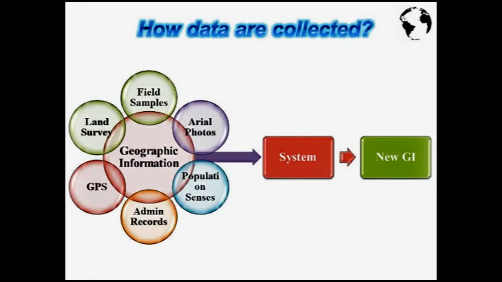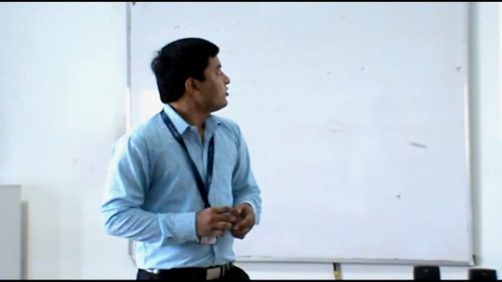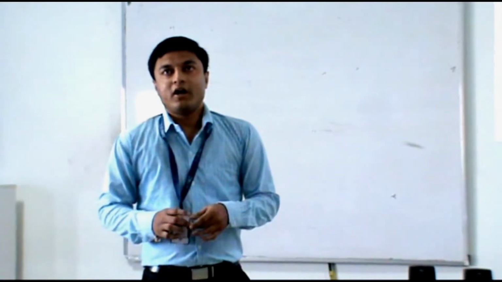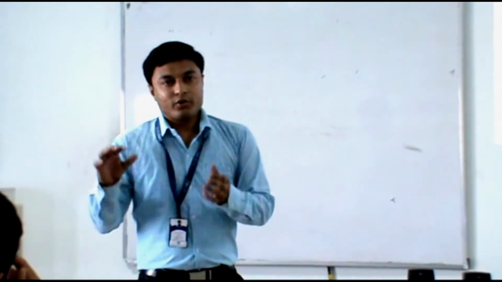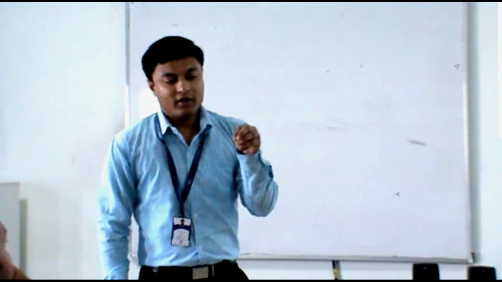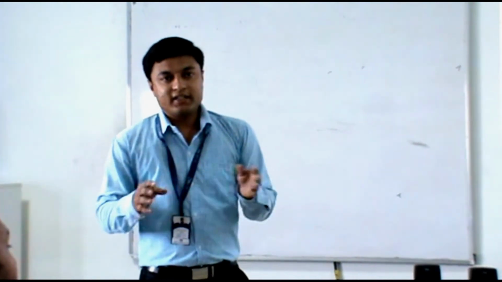Now, how can we collect data for GIS? There are different techniques, like field sampling. We many times see that employees or co-workers go to some location and find out how much water there is, or what the earth surface is like, using different devices. So it is called field sampling.